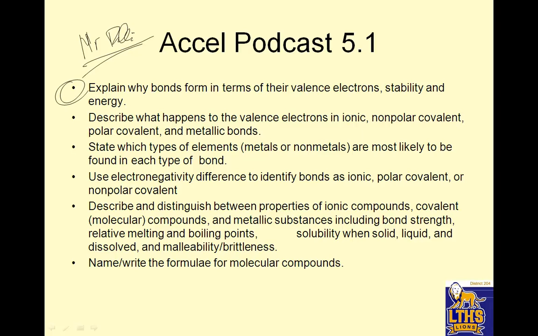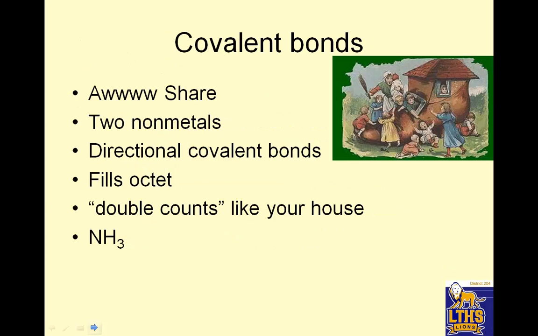So, explain why bonds form in terms of valence electrons. Kind of did that before. Describe what happens to valence electrons in covalent. We're talking about covalent, or sharing electrons, for this podcast. Say what types of elements are most likely to be found in each type of bond, again focusing on covalent. Use electronegativity difference to identify bonds as ionic, polar covalent, or non-polar covalent, which you hopefully picked up in class. Describe and distinguish between properties of ionic compounds. Name and write the formulae of molecular compounds. Let's hop to it.